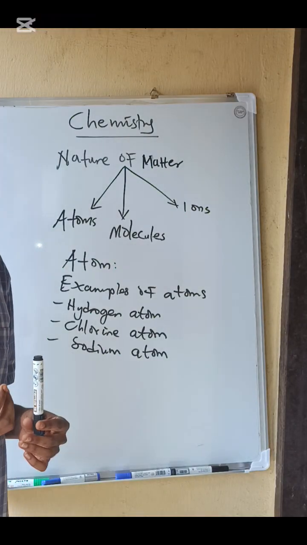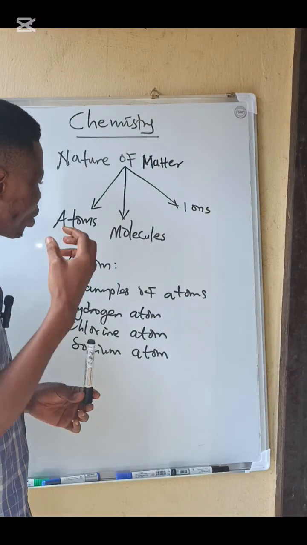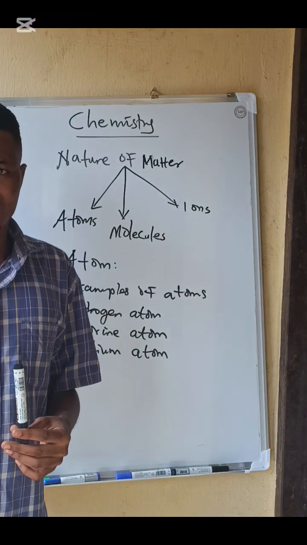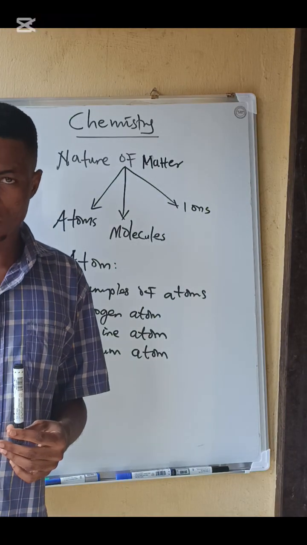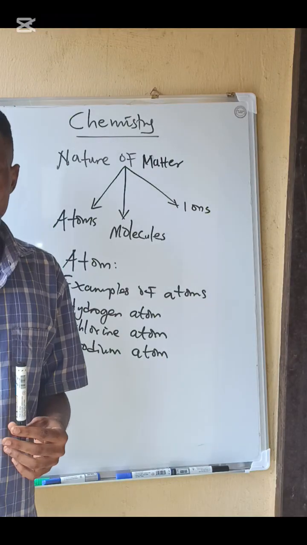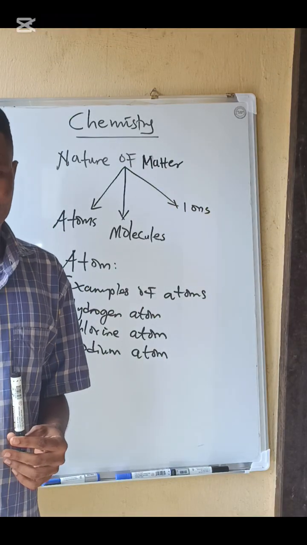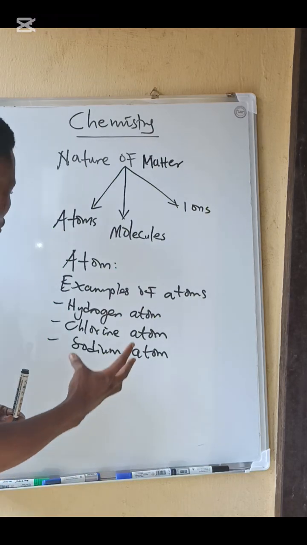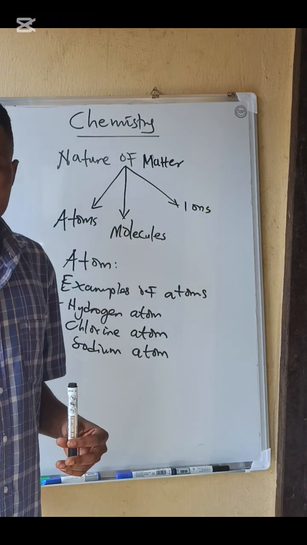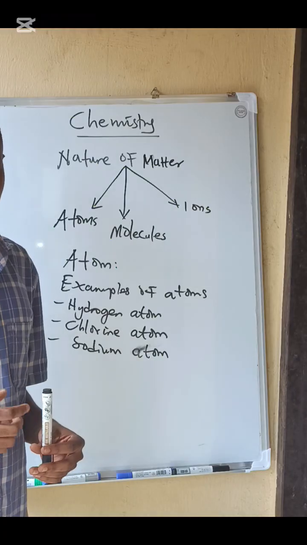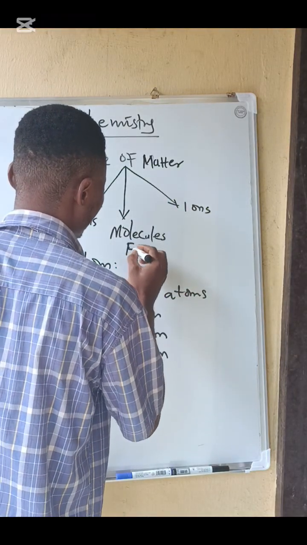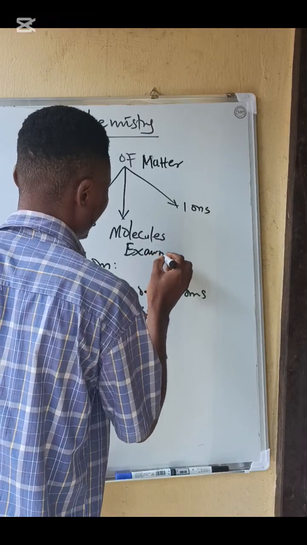What is a molecule? A molecule is the smallest particle of a substance that can exist on its own and also retain the chemical properties of that substance. So it means that when two atoms combine together, we now have what we call a molecule. For example, examples of these molecules, let me show you.